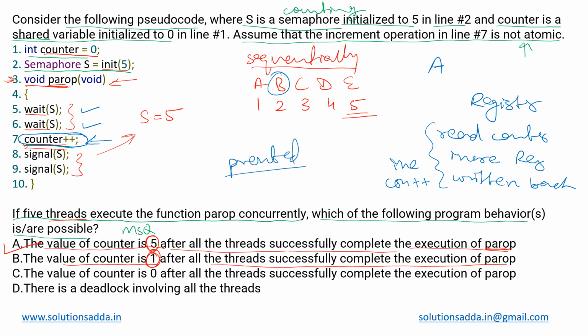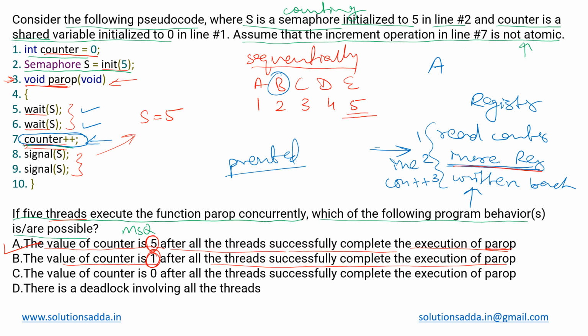Let us say this was line 1, 2 and 3. It had incremented the value in the register, but the write back operation was left. So when it again comes back from its preemption, it will resume here at line number 3 of this operation. Until now the counter value is 0 itself and A is in the preempted state.